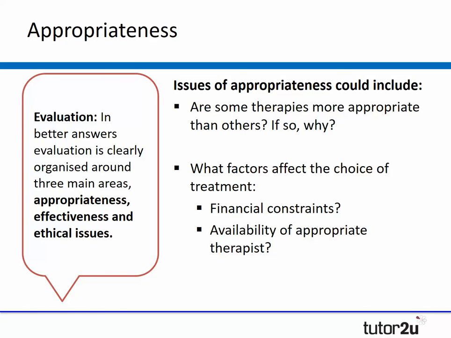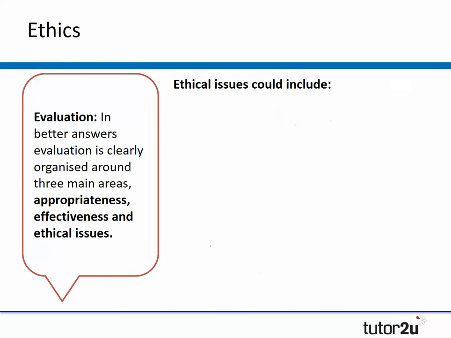Is there the availability of an appropriate therapist? CBT on the NHS typically takes anywhere between 6 and 8 weeks before you will even have an appointment. Is that too long? And it also depends on the accuracy of the original diagnosis. So if we've misdiagnosed someone, the treatment's going to become less appropriate for them.